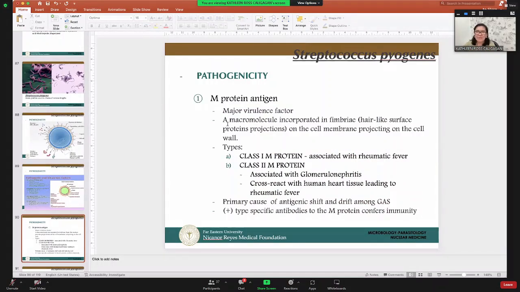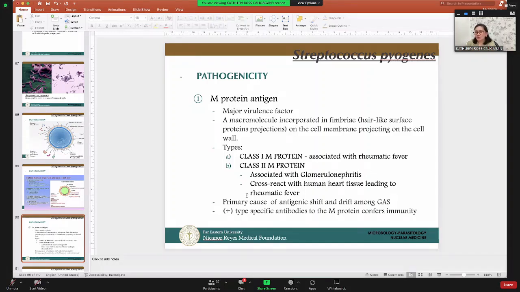One is the M protein toxin or M protein antigen, which is their main virulence factor. There are 2 types. These are macromolecules incorporated in fimbriae or hair-like surface protein on the cell membrane projecting on the cell wall. There are 2 types, the class 1 M protein, which is the one associated with rheumatic fever, and the class 2 M protein is the one associated with glomerulonephritis.